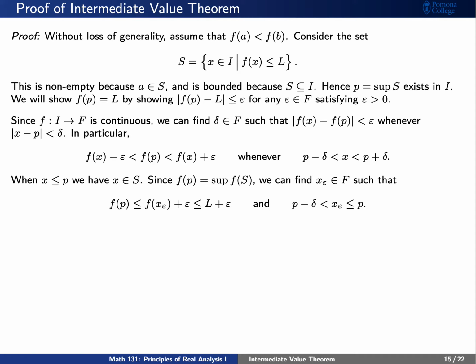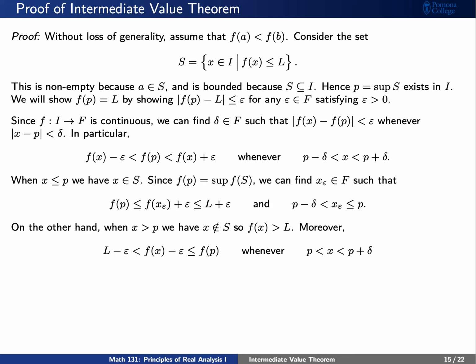But this x sub epsilon satisfies the property that f of x sub epsilon must be very, very close to f of p. That is, f of x sub epsilon plus epsilon is greater than or equal to f of p. On the other hand, x sub epsilon is an element of our set S, so f of x sub epsilon must be less than or equal to L.